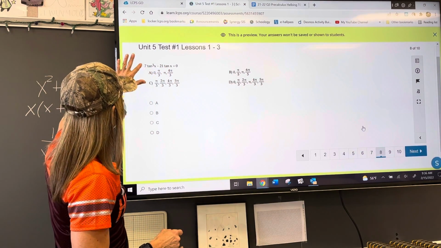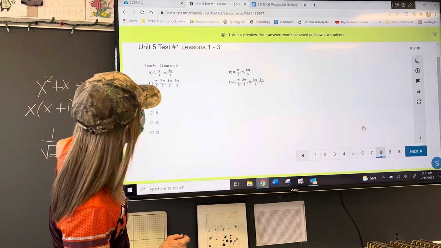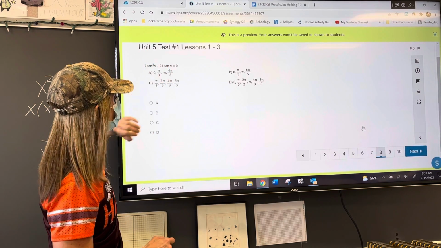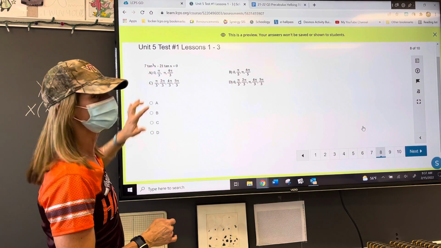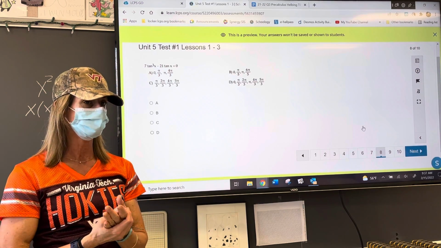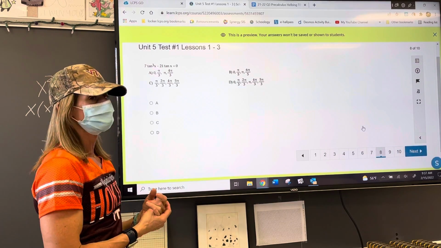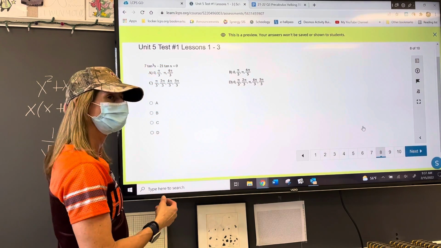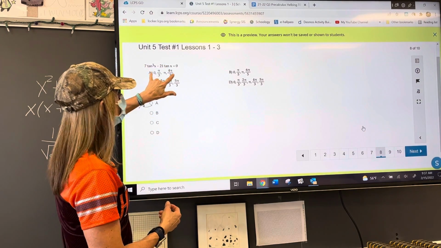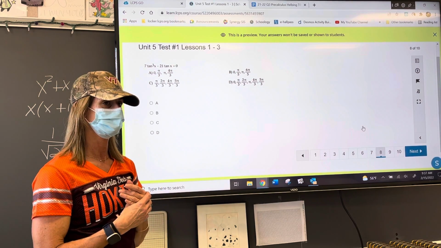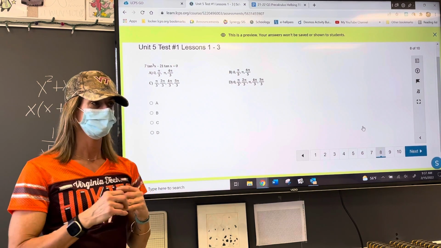This is problem number 8. We have 7 tangent cubed x minus 21 tangent of x. So if these tangents were just x's back from Algebra 1 or Algebra 2, you would GCF out. You would look to see each of these terms has a 7 that you can pull out, and each of these terms has a tangent that you can pull out. So you would start by factoring. Good?